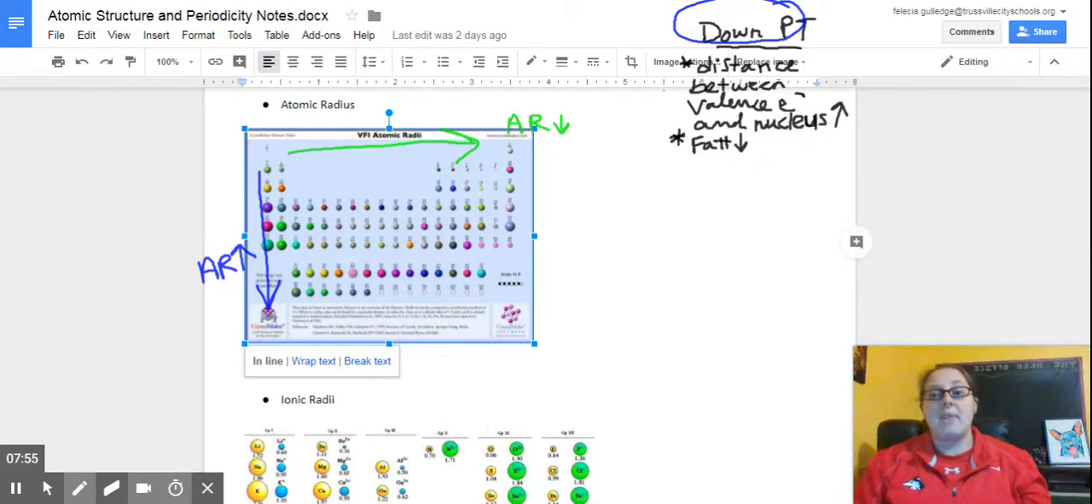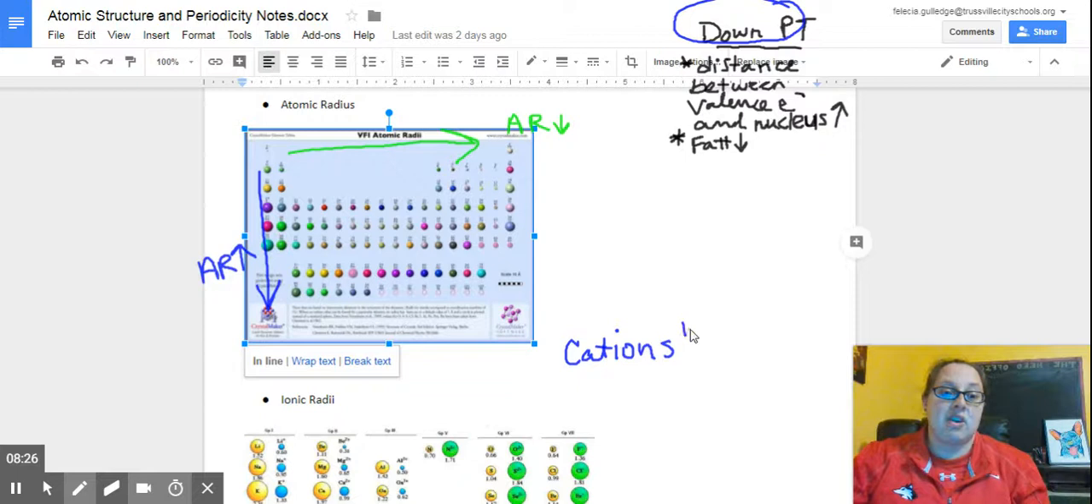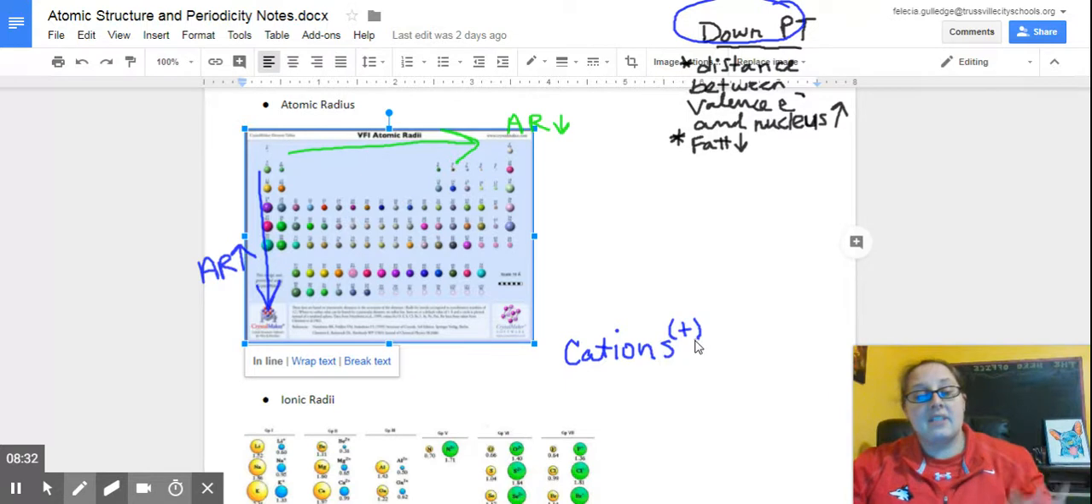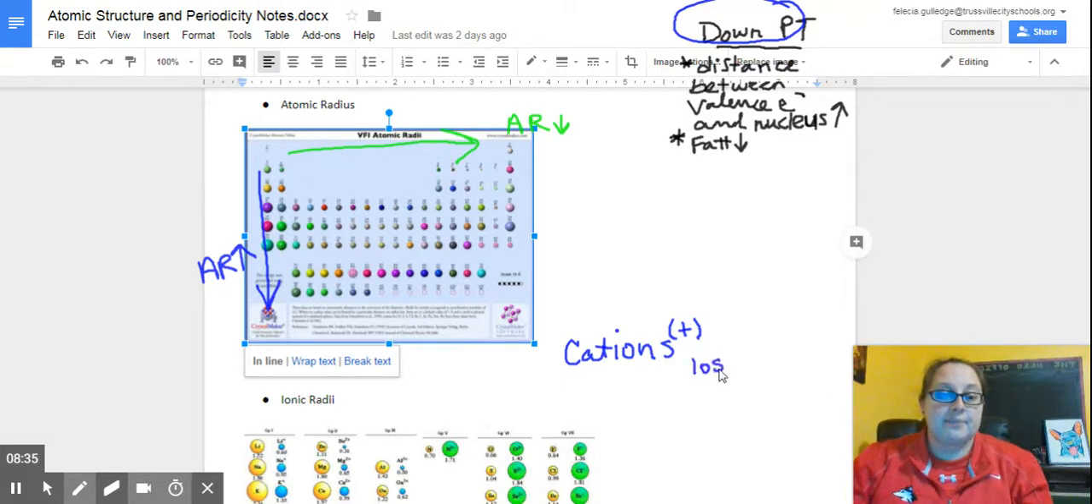Now, not only do you have atomic radius, but you have ionic radius. So let me explain what the difference is between the two. An atom is neutral. It has all of its protons and electrons. They're equal. But ionic radius is of an ion. And what is an ion? An ion either loses or gains a certain number of electrons. So you need to know what happens when cations are made. Cations are your positively charged ions. And cations are made by losing electrons.